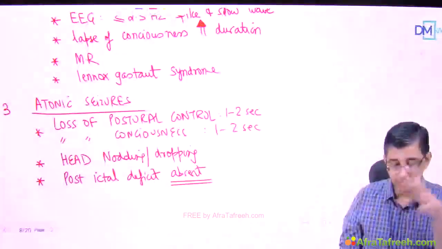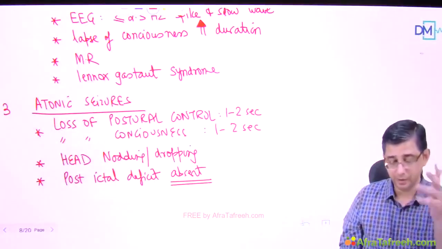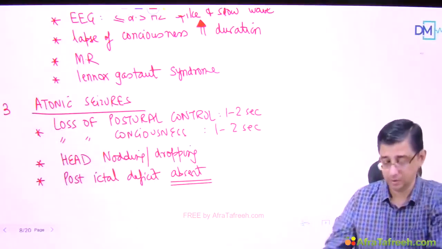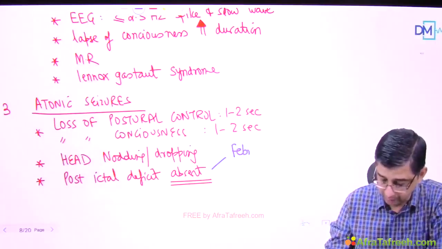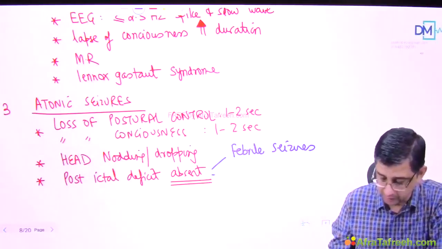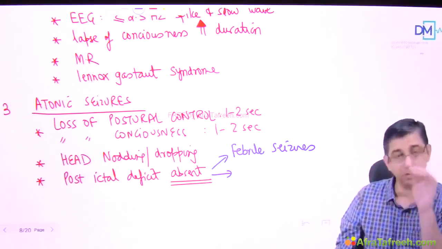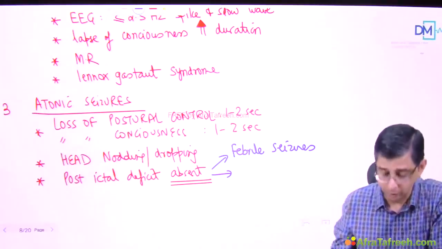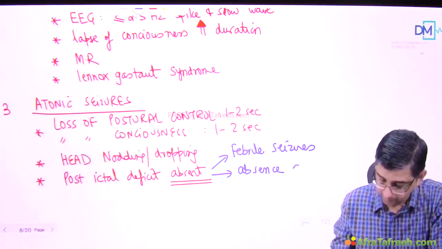This is the second time in the discussion that I'm telling you that post-ictal deficit is absent. One, I said it is absent in absence seizure, then it is absent in atonic seizure. In fact, we can just draw a list here so that you are remembering it. From pediatrics, remember, post-ictal deficit is usually not found in febrile seizures. Febrile seizure themselves can be of two varieties, typical and atypical. So I'm talking about the typical variety. Post-ictal deficit is absent in absence seizure. It is absent in atonic seizure.